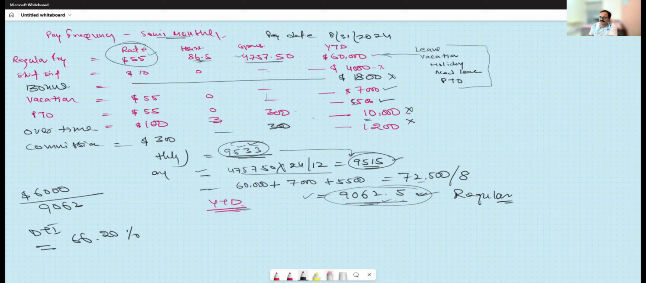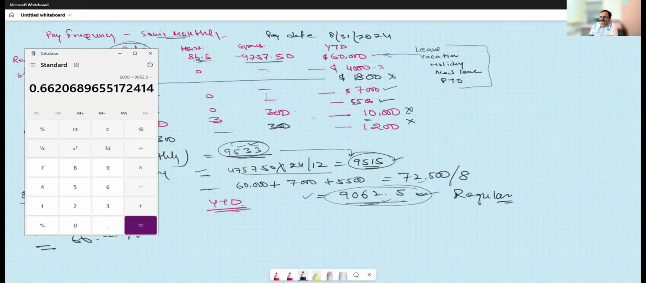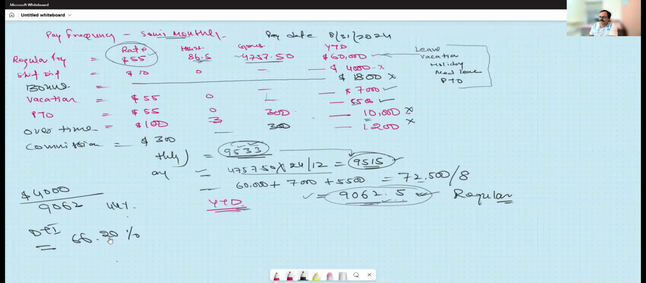If my borrower were to qualify, meaning if instead of this 6,000 it is 4,000 total expense, then 4,000 divided by 9062.5, 44%. When my total DTI is 44%, do I need to include these bonus and commission? No, I need not use them, right? Since my DTI is just 44%, I will ignore them. My borrower is going with regular income. Why should I use additional income?